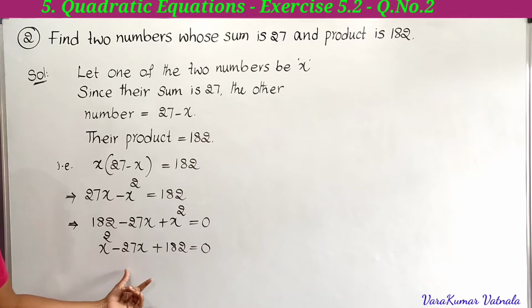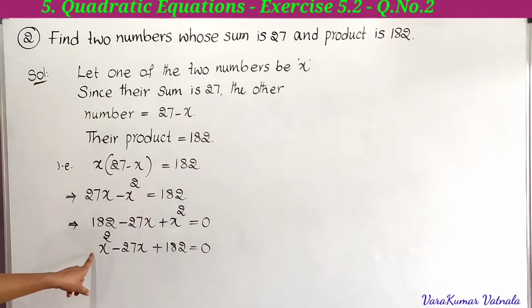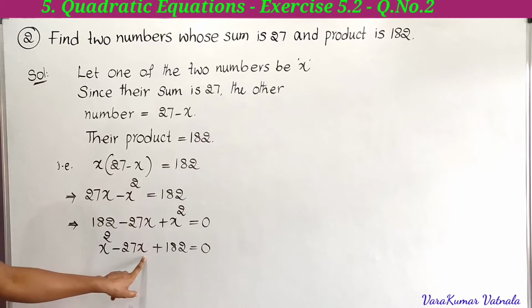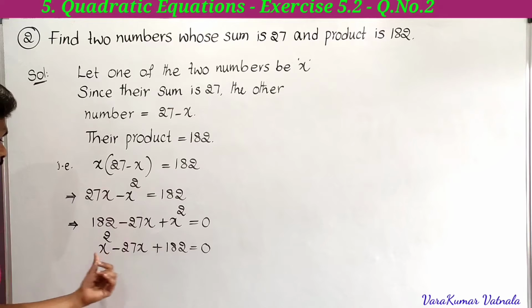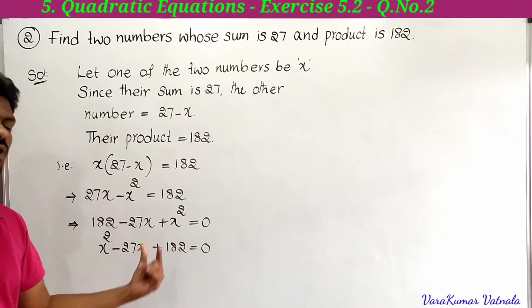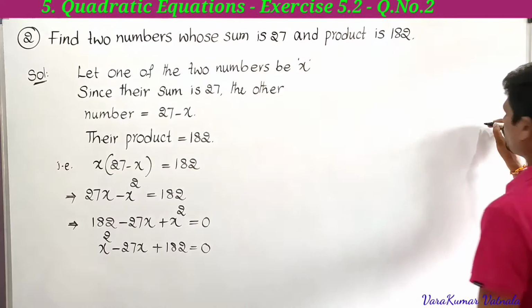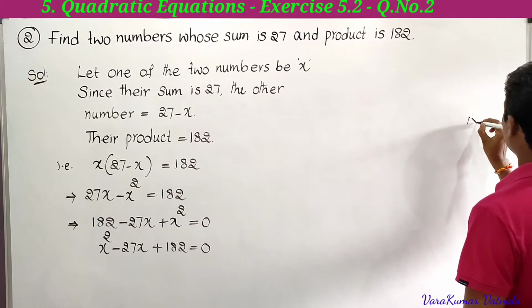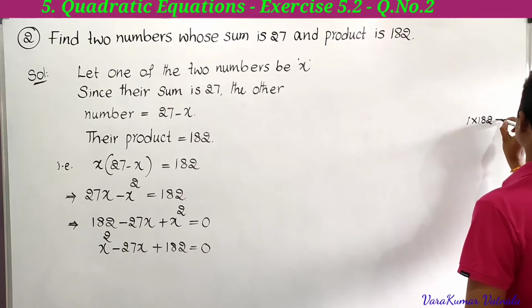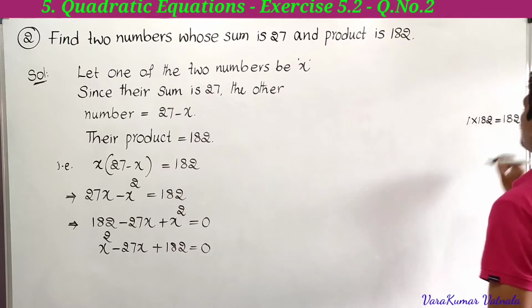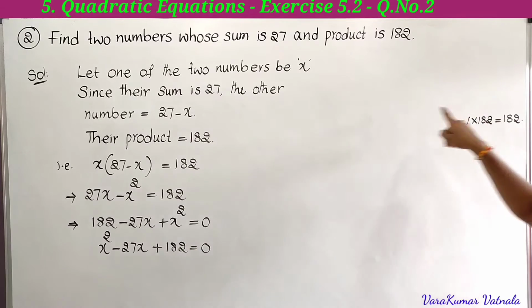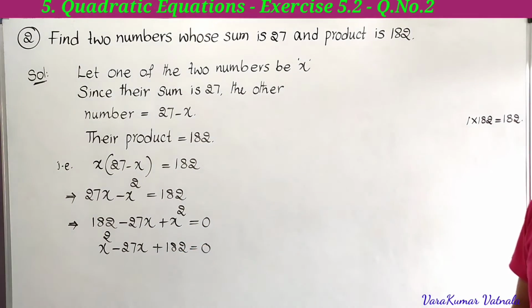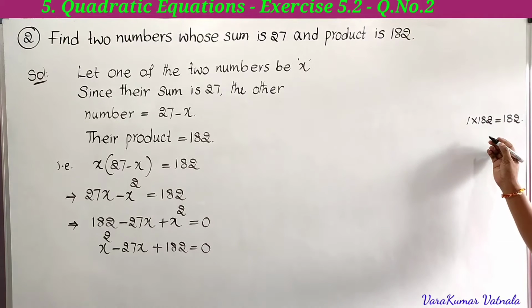Now we have to solve by factorization. Here the x square coefficient is 1, the x coefficient is minus 27, and the constant is 182. Multiply the coefficient of x square with the constant: 1 into 182 is equal to 182. Now we have to select two factors of 182. The condition is their product should be 182 and sum should be minus 27. So how can we get the factors?